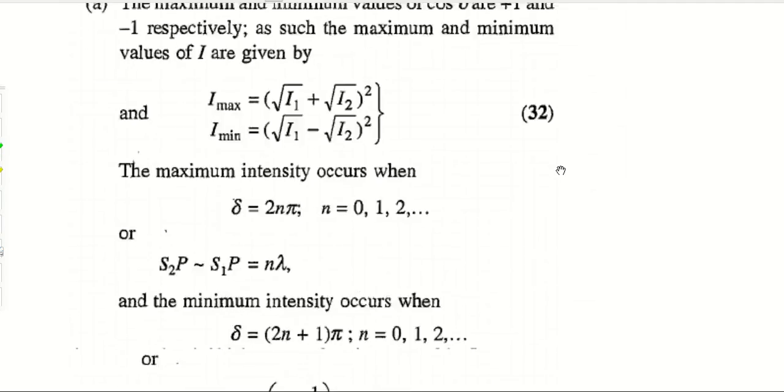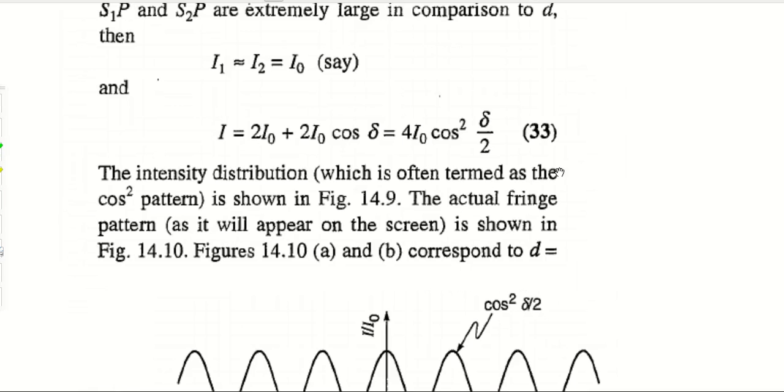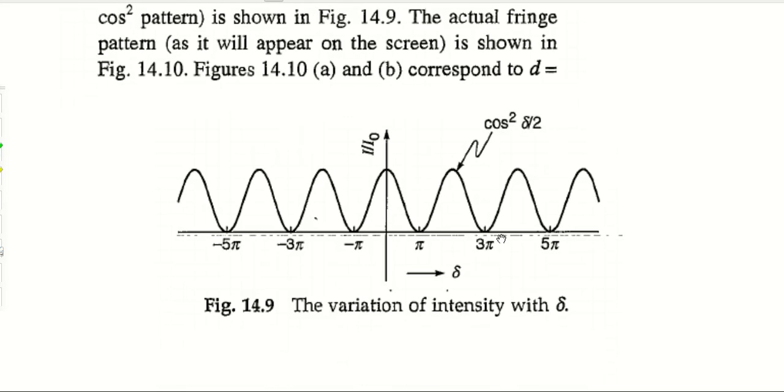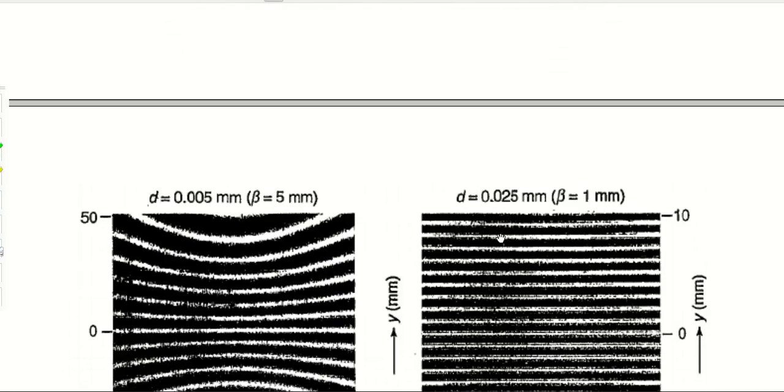I1 and I2 are nearly equal to I0, say, in that case the resultant intensity formula will be shortened, and 4I0 into cos squared delta by 2 will be the result. And if you plot with respect to delta, it will give you a cos graph, but in the positive axis, because cos square delta by 2 is a positive term. So a cos graph in the positive direction of the y axis will result, and this curve is not needed to be discussed because it is very straightforward.